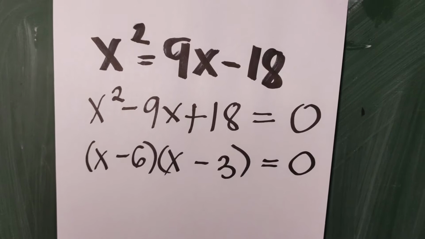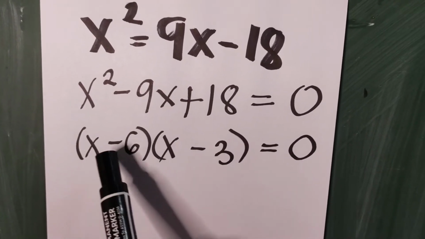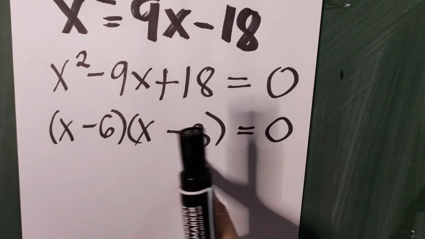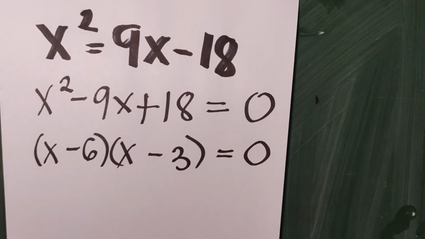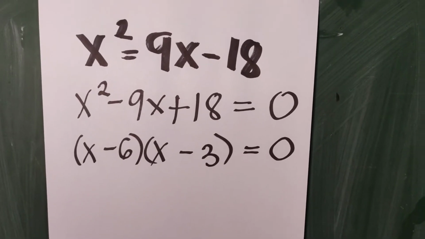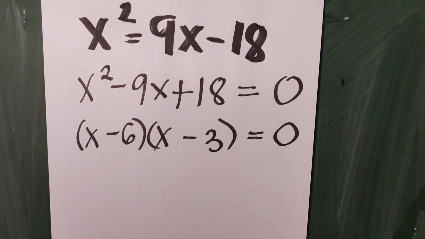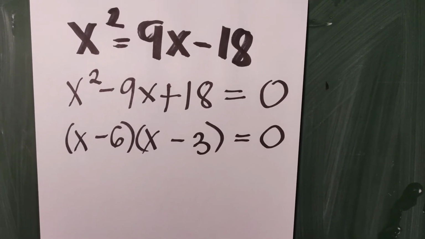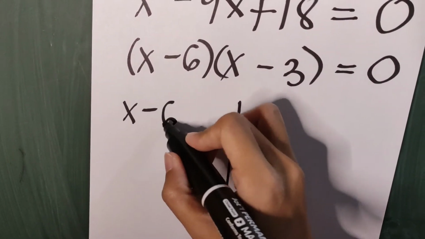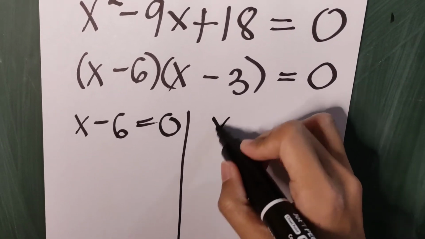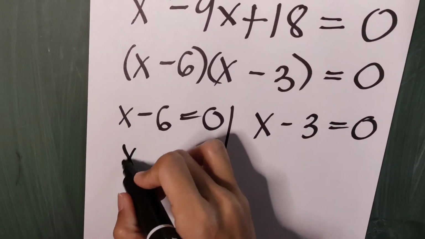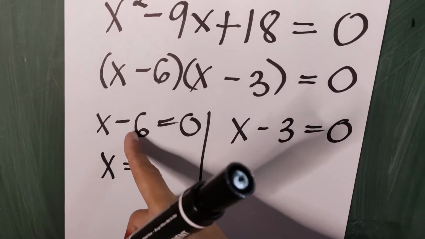If you want to check if your answer is correct, you will multiply x minus 6 times x minus 3. If you get x squared minus 9x plus 18, then your factors are correct. So again, we will apply the zero product property wherein we will equate both factors to 0. So again, divide this into 2. x minus 6 is equal to 0 and x minus 3 is equal to 0. Solving for x, so x is equal to, transpose negative 6.